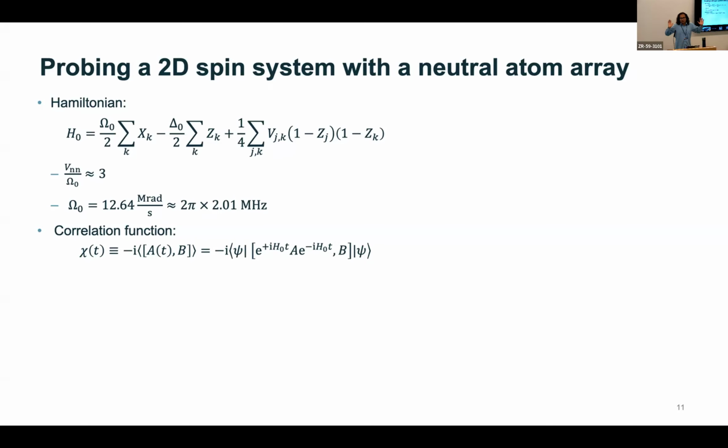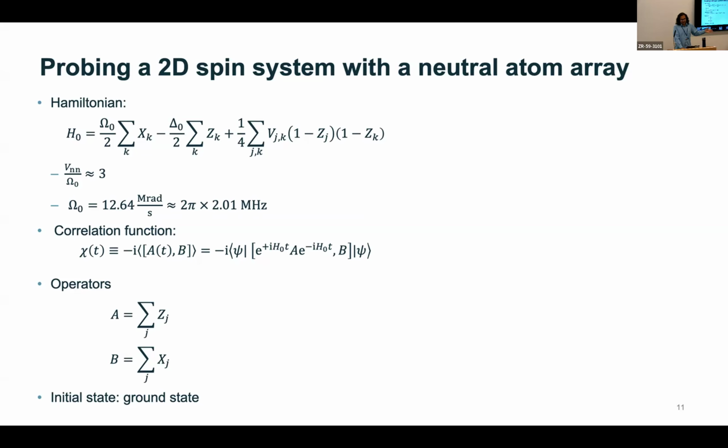And remember, you may have forgotten, our correlation function is really this chi of t, where A is the time evolved operator and B is the initial operator. For the purpose of what I'm going to talk about today, our operators will be these global operators, where A is a global Z, B is a global X, and the initial state will be the ground state of the system, or really an approximate one. The reason we chose these is because they map really well to the system that we have in mind, which is the QuEra Aquila system.